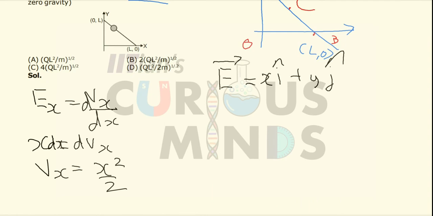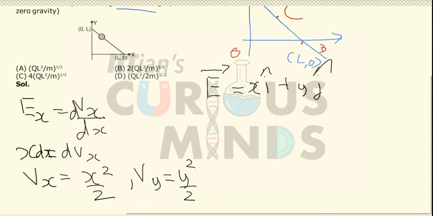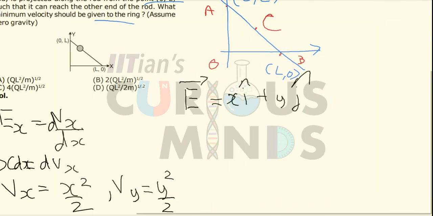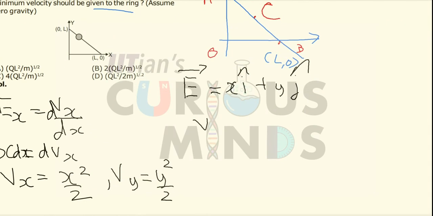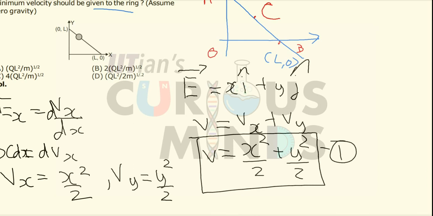Similarly, if I find the voltage due to the field in y, it will be y square divided by 2. Since voltage is a scalar quantity, the total voltage at any point will be Vx plus Vy, which is x square by 2 plus y square by 2. Let this be equation number 1. We will use this later. Voltage at any point is x square by 2 plus y square divided by 2.